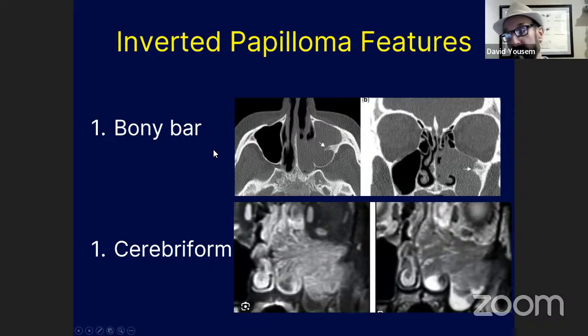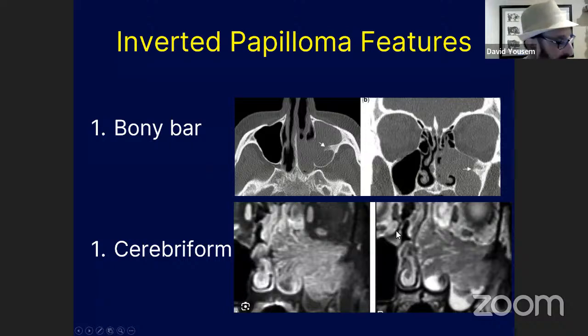There are 2 features of inverted papilloma that we say are relatively pathognomonic to suggest that specific diagnosis. One is this little bony bar upon which the tumor may be fixed. So if you see that hyperostotic bone and the tumor seems to be centered around that hyperostotic area, that would be an indicator for an inverted papilloma.